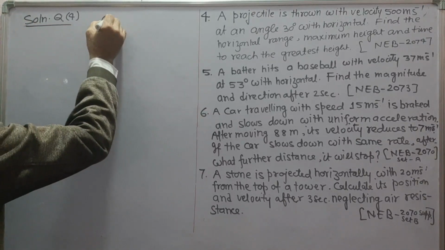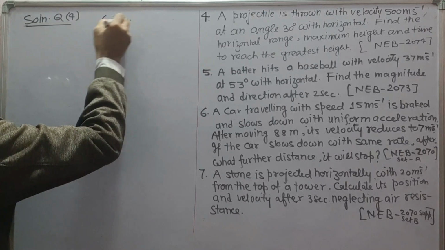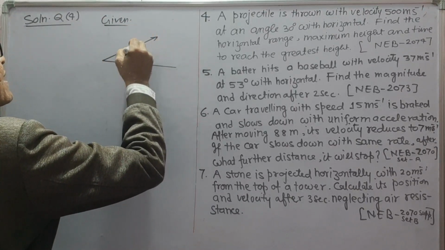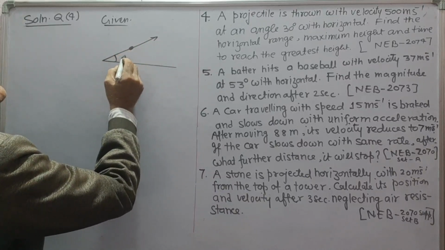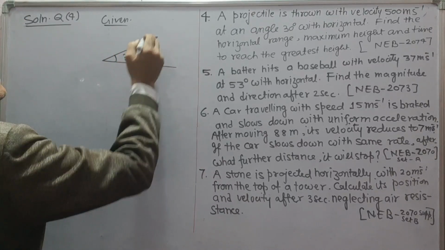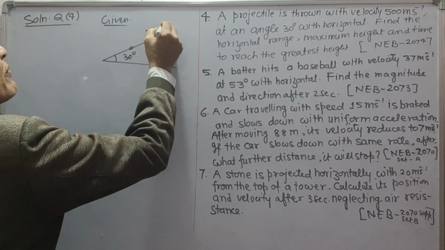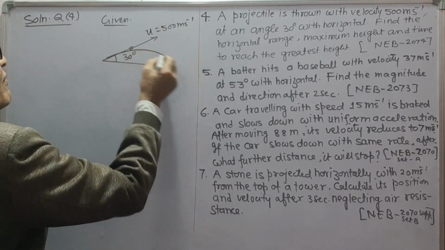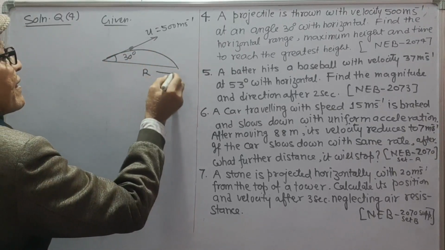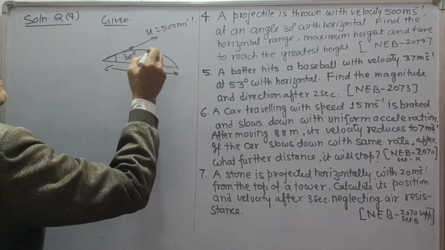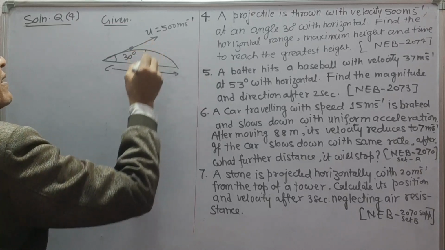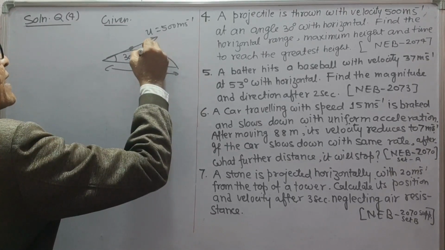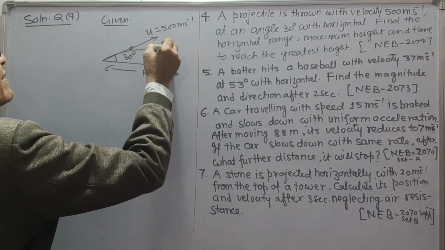Given: suppose this is the projectile thrown at 30 degree with horizontal with velocity 500 meter per second. We have to find range, maximum vertical height h max, and time to reach the greatest height.